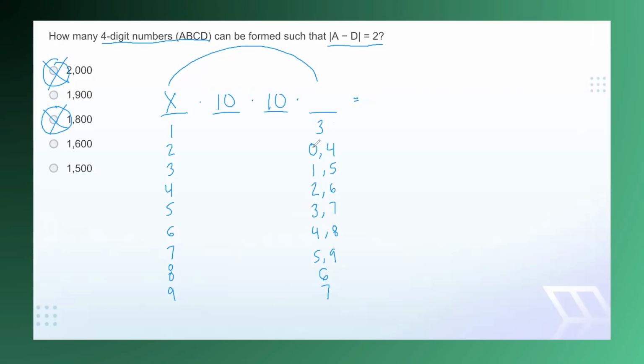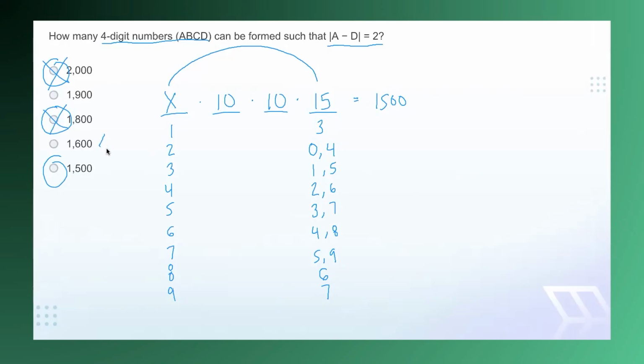All right, so I'm going to count up my total number of pairs. I have 1, 2, 3, 4, 5, 6, 7, 8, 9, 10, 11, 12, 13, 14, 15. So I have 15 first and last digit pairs. 10 times 10 times 15 is 1500, or answer choice E.